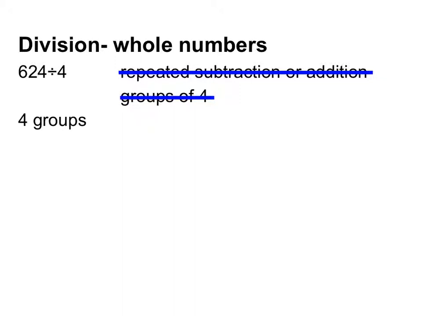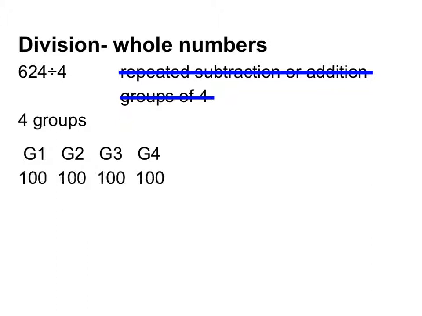Now, what about 4 groups? Okay, well now, G1, G2, G3, G4, 4 groups. All right, maybe that makes a little bit more sense. So I'm going to start with my 4 groups. And I'm going to start, in this case, I'm going to pass out 100 to each group. I know I have 624, and I need to break that into 4 groups. So I know that every group gets at least 100.